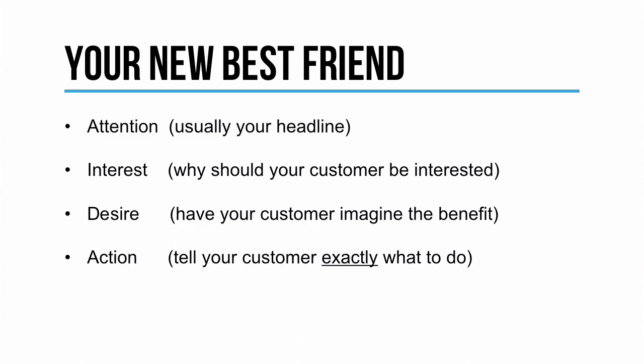What AIDA stands for is attention, interest, desire, action. And this is a formula that has been proven over and over again to get people to take an action. So by attention, that's usually your headline, and that's to get someone interested in what you have to say. And then comes interest, which really builds up why your customer should be interested in what you're saying. Then it moves on to desire, which is where you have your customer imagine the benefit they will receive by taking this action. And finally, action. In this stage, you want to tell your customer exactly what to do. So let's break up each of these in more detail.